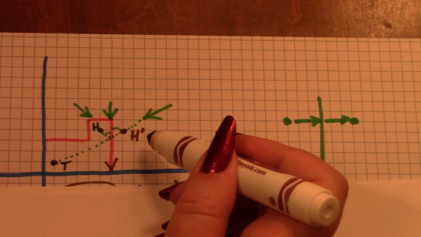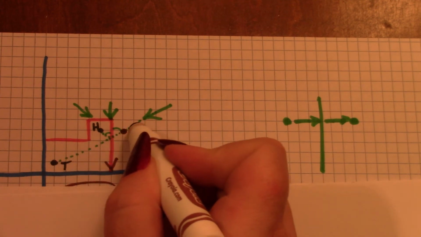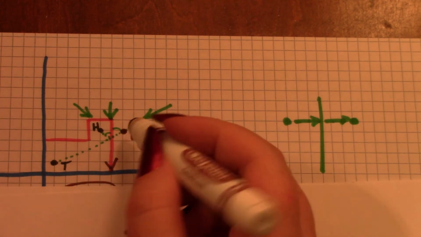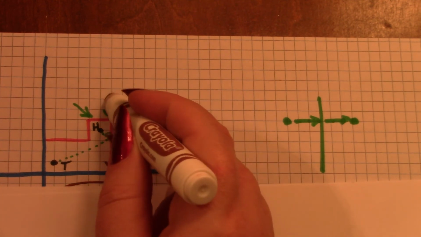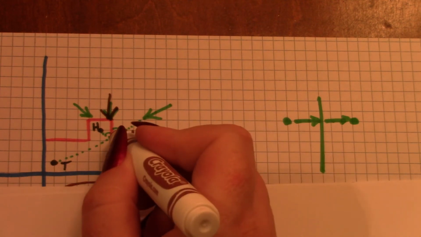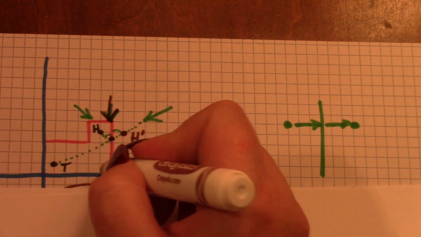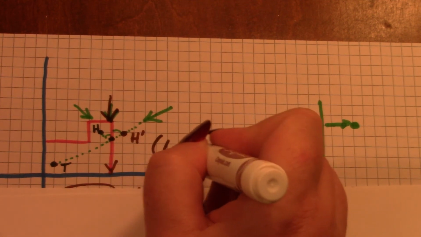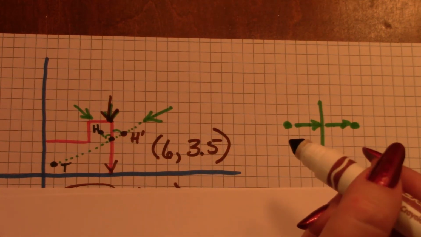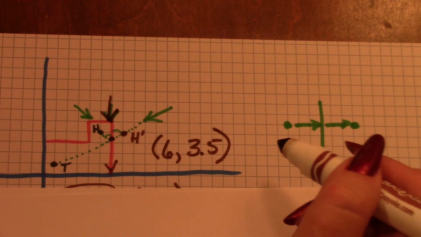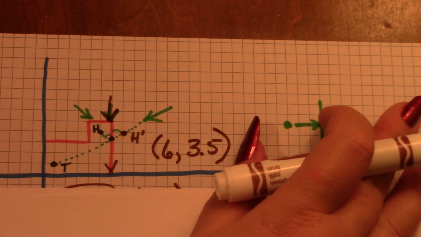Once you've got point H prime plotted, then you draw the line between T and H prime, and you see where it crosses the wall line. And so this point is approximately (6, 3.5). And that's the point to aim for. So pause here and give 15 a try and see if you can come up with similar results. Come back when you're done.